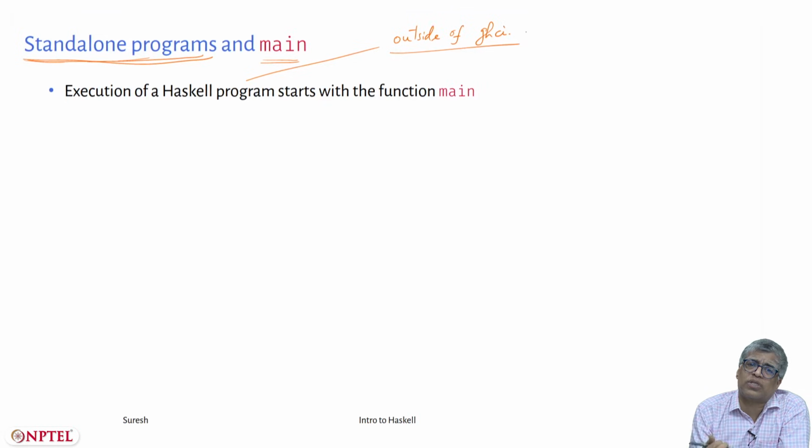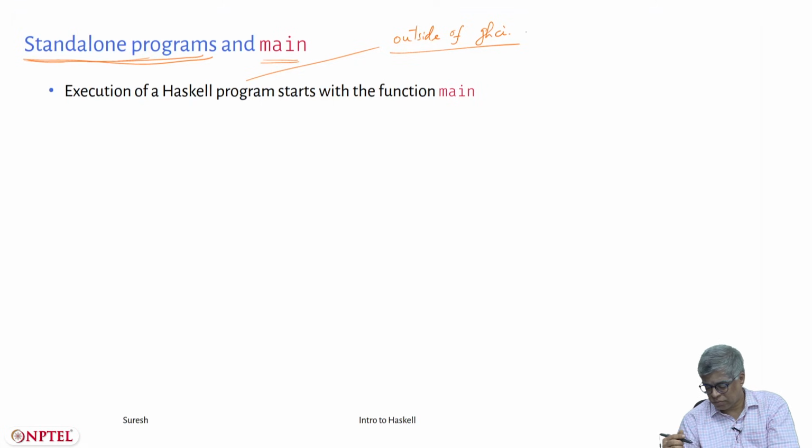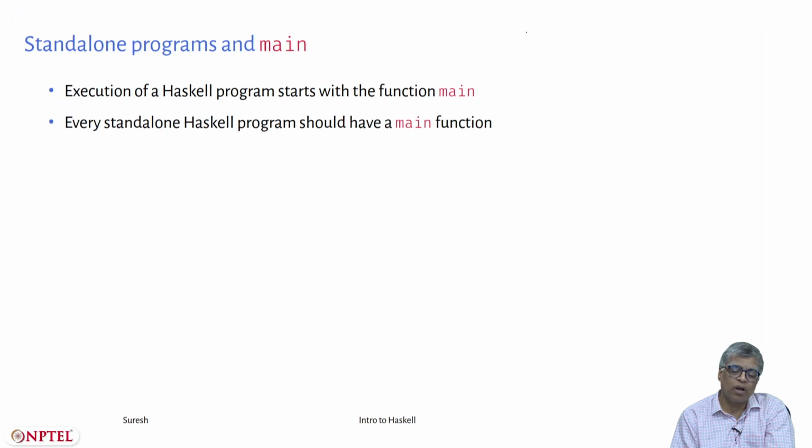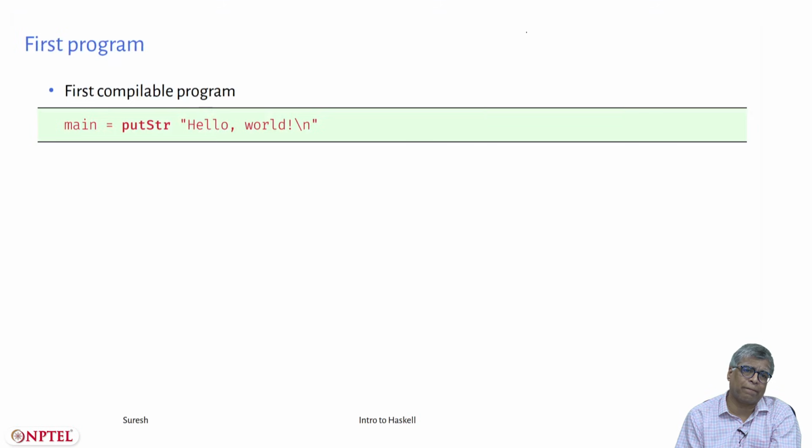Inside GHCi, of course, there is no notion of executing a function. You give an expression to GHCi, it will evaluate it based on your program. Of course, you can also give main as a function to GHCi to evaluate, as we will see. But if you want to execute a program outside GHCi, then the program should have a main, otherwise you will get an error. Every standalone Haskell program must have a main function.